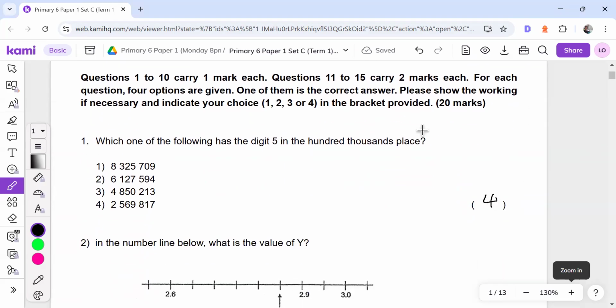Okay, so which of the following has the digit 5 in the hundred thousands place? So if you look at number one, this is 5,000s place, thousands place. This is hundreds, and this is 10,000s place, and this is your hundred thousands place. So I assume that everybody knows your place value, so it's quite easy. So I won't spend too much time on this.